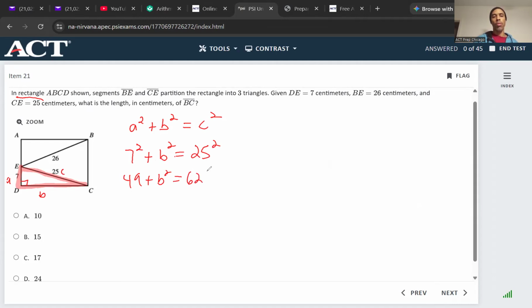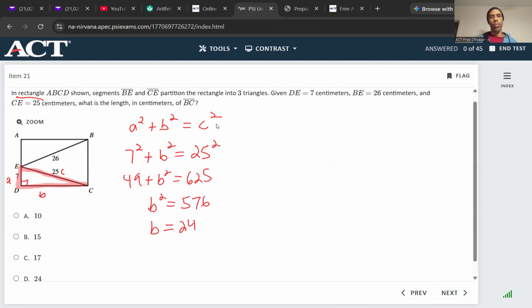25 squared is 625. So we subtract 49 from both sides, we'll get B squared is equal to 576. And we square root both sides to get B by itself. So that's going to be B is equal to 24. And again, you could always check if you're not sure. Well, that's 625 minus 49. 15, 9 is 6, 11 minus 4 is 7, right? And then 1 we borrowed, right?